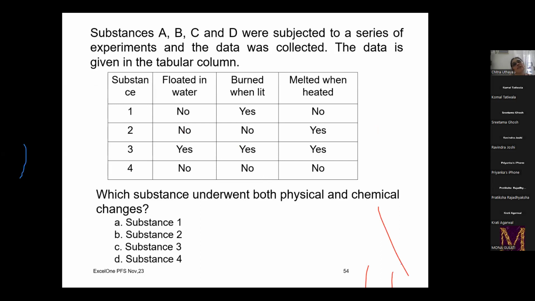Again, reversal thinking, where you've given data in the form of a table and asked which substance underwent both physical and chemical changes. Instead of just asking children to define physical and chemical changes, you can give a table and then ask students which did substance 1, 2, 3, or 4 undergo both physical and chemical changes.